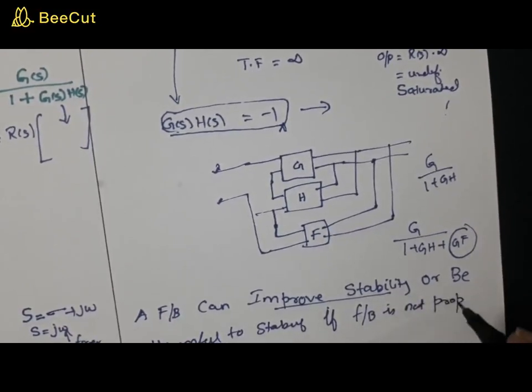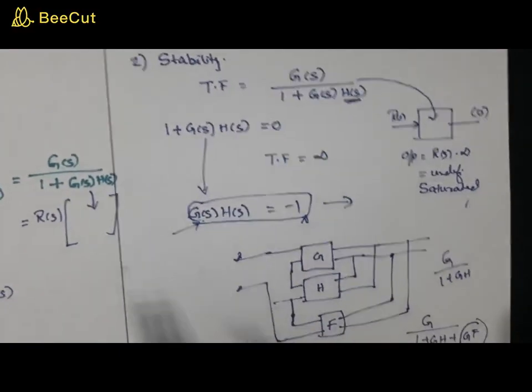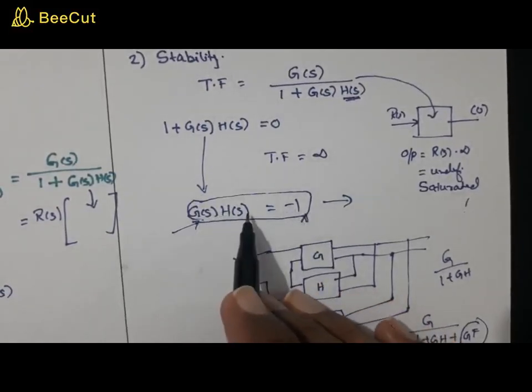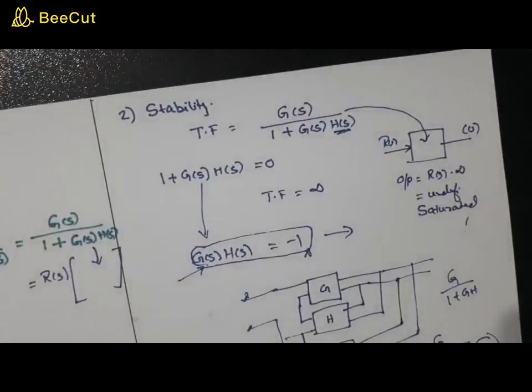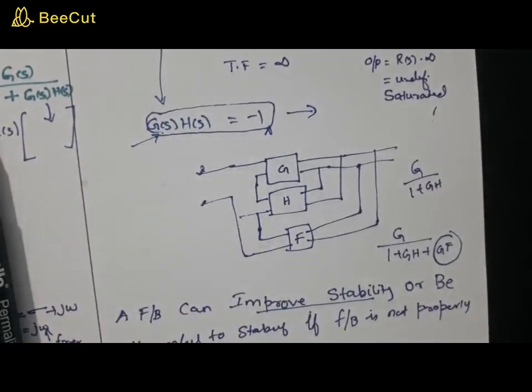What's the meaning of not properly applied? Properly applied means looking at this condition. If you connect a feedback and you are not aware of these conditions, sometimes this condition may be met, and that will make the system unstable. So there is no problem in having a feedback, but when you select a feedback, it has to be properly placed and properly applied. Otherwise, that particular feedback can have a harmful effect on your control system in terms of stability.